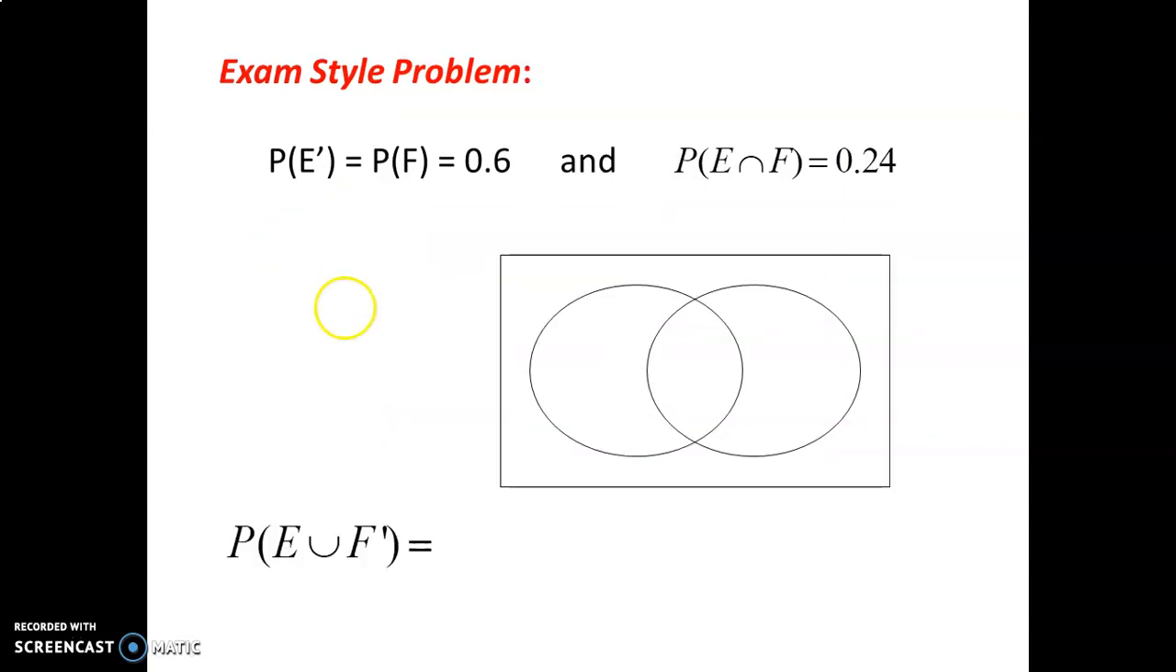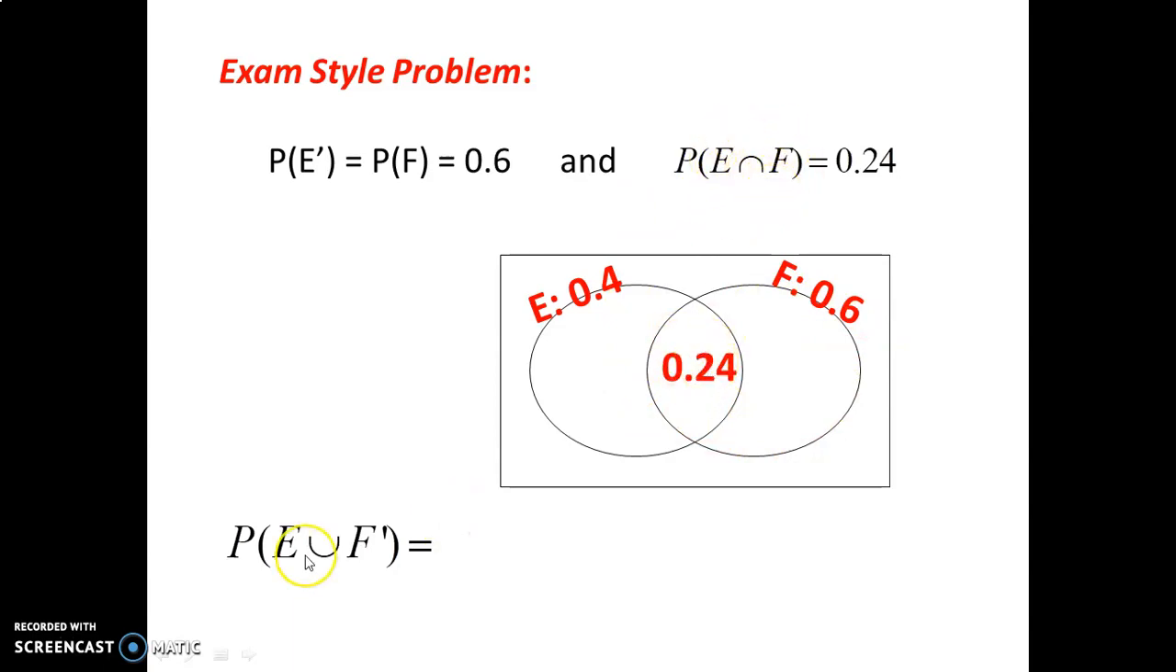For number one, let's look at what we're given. We're given that probability of E naught, or not E, is 0.6. So if this is E here, and everything outside of E is 0.6, then E itself must be 0.4. And it also says that equals probability of F. So if the other circle is F, that is 0.6. We've also been given the intersection is 0.24, so that part is 0.24.